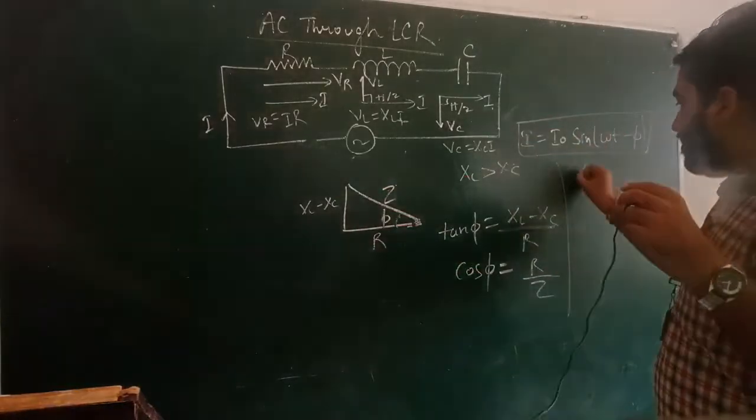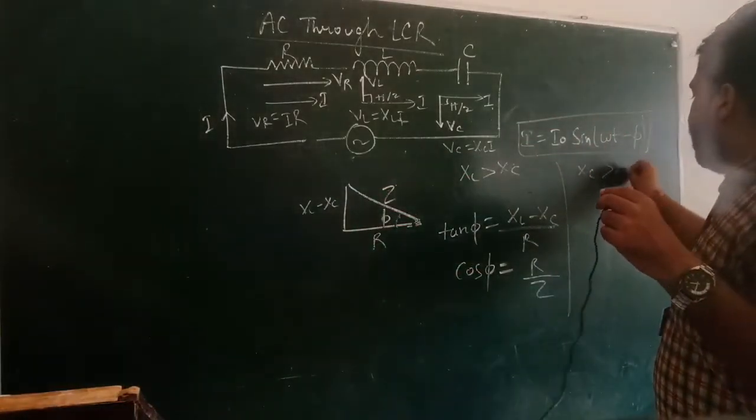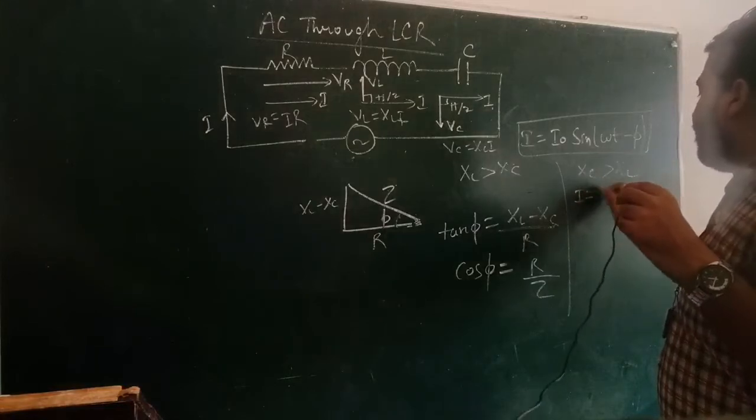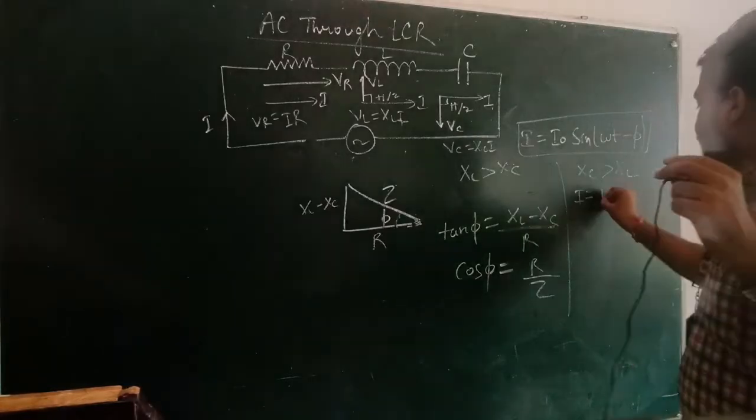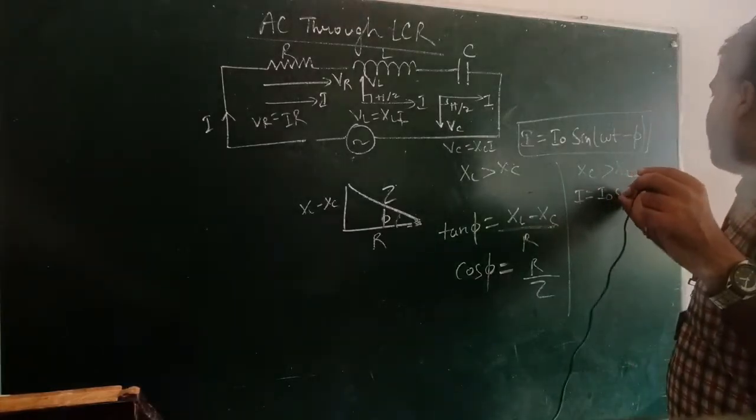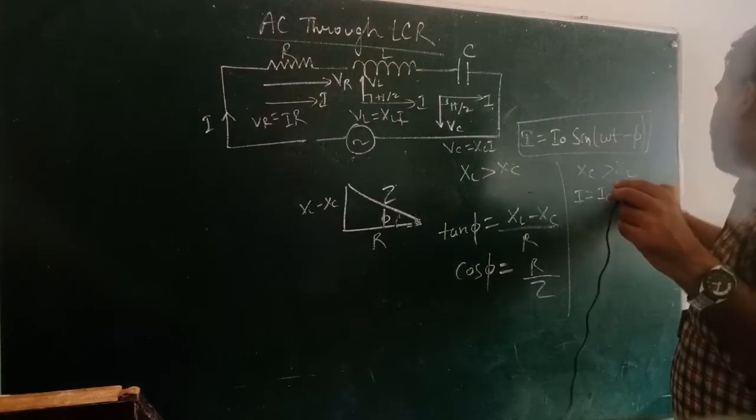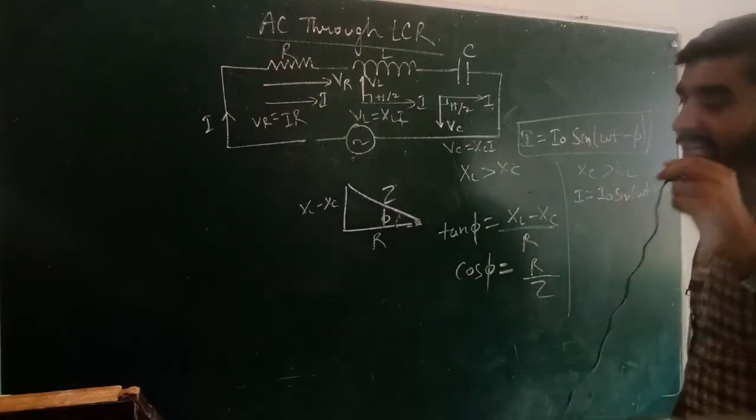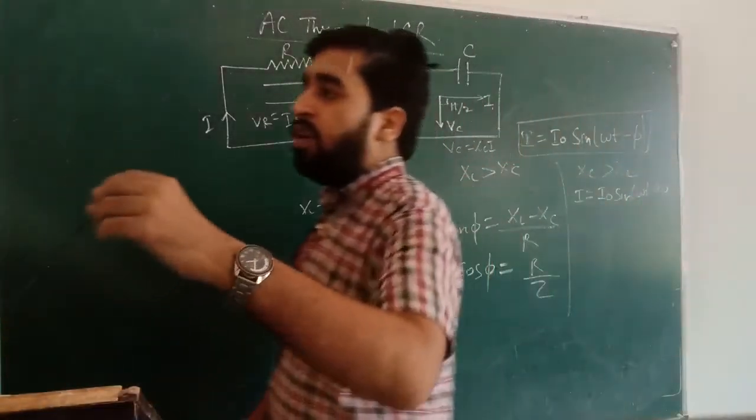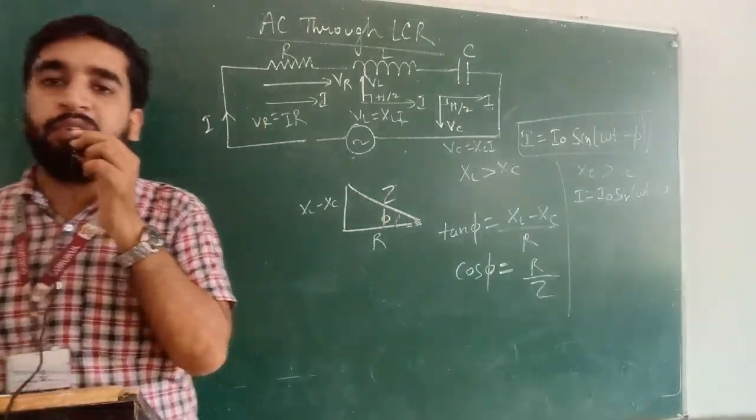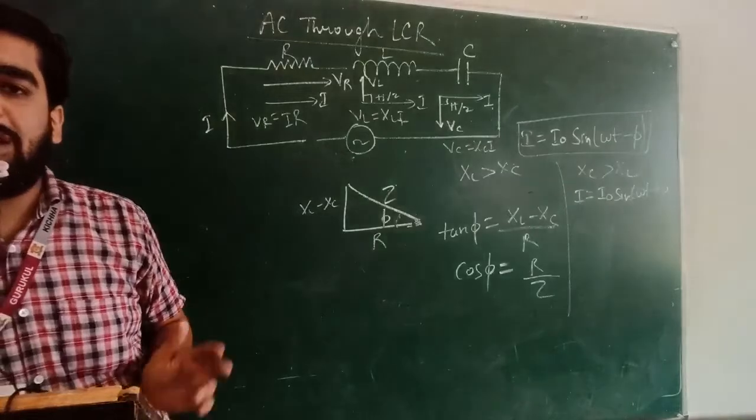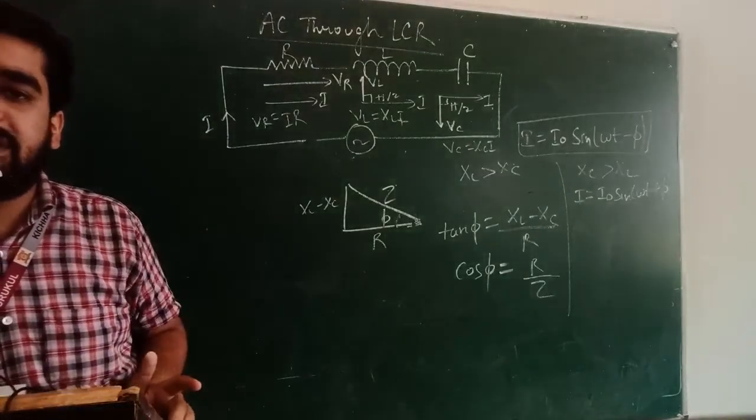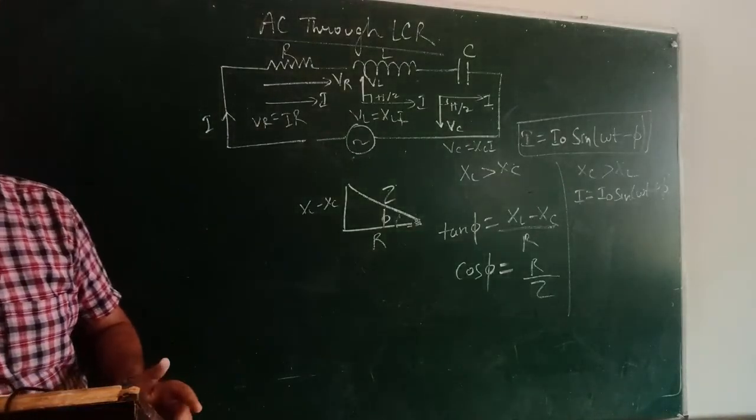Now if XC is greater than XL, then what will be the value of current? Then current will lead. This will be the case of a capacitive circuit. So current will lead and the value will be I is equal to I naught sine omega t plus phi. Whether current or voltage will lead depends on whether XL is greater or XC is greater. So this is going to decide. So this was the series LCR circuit.